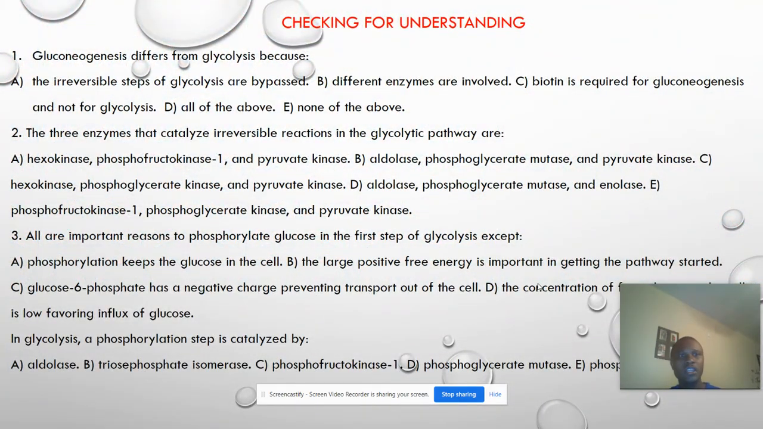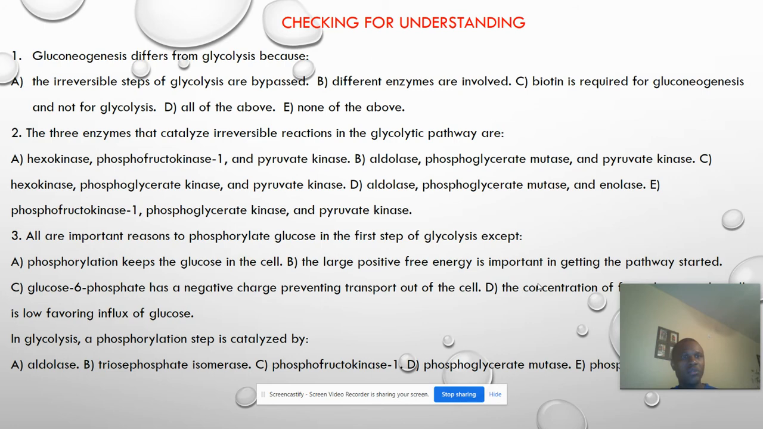Now let's check for understanding again with a few questions. Again, because these are multiple choice, the questions look like many, but they're actually not many. We only have four questions. So gluconeogenesis differs from glycolysis because, that's the first one, we have a series of options. A. The irreversible steps of glycolysis are bypassed. B. Different enzymes are involved. C. Biotin is required for gluconeogenesis and not for glycolysis. D. All of the above. E. None of the above.